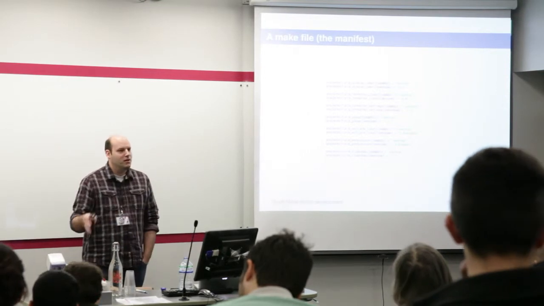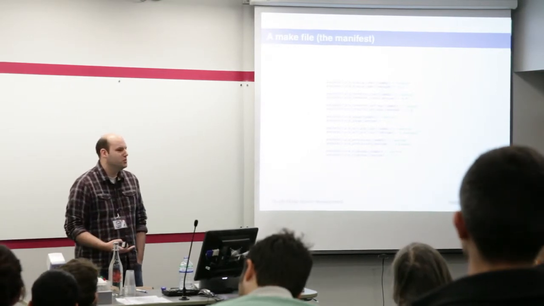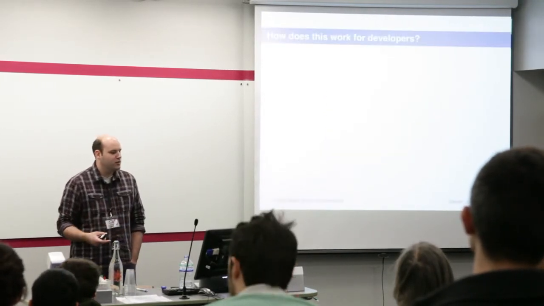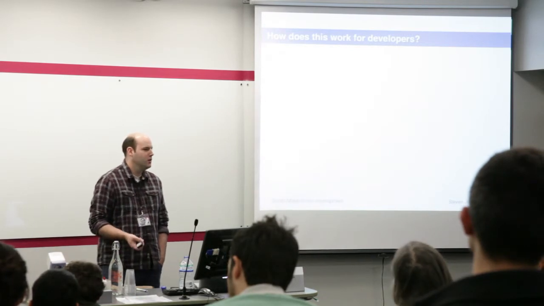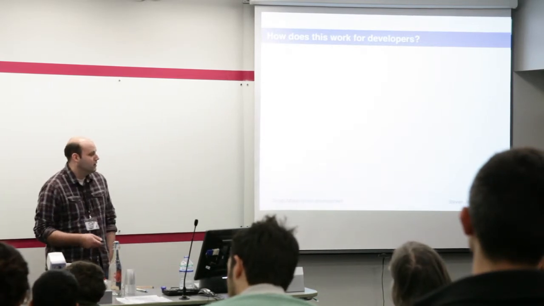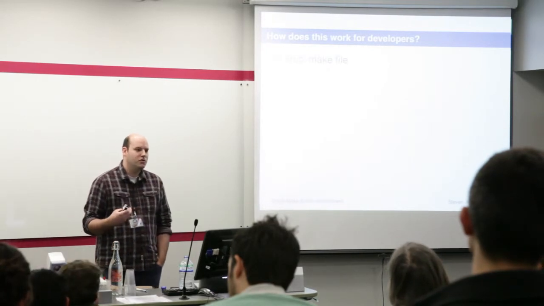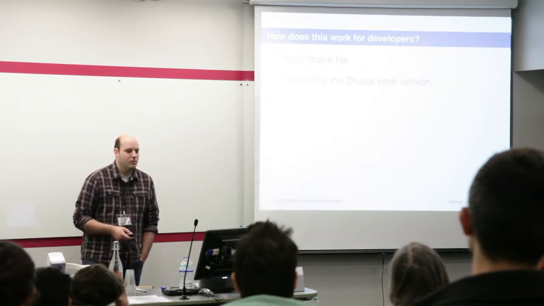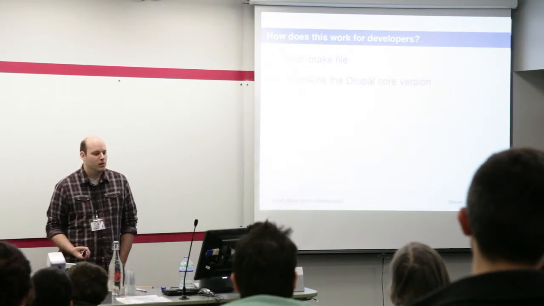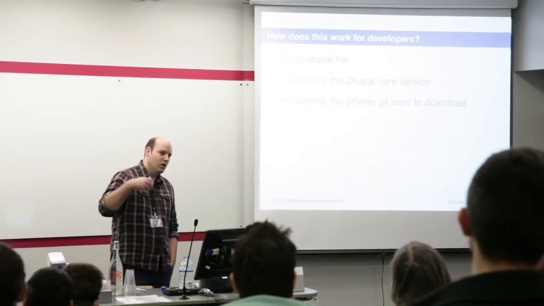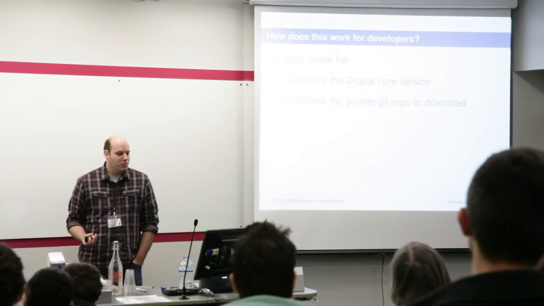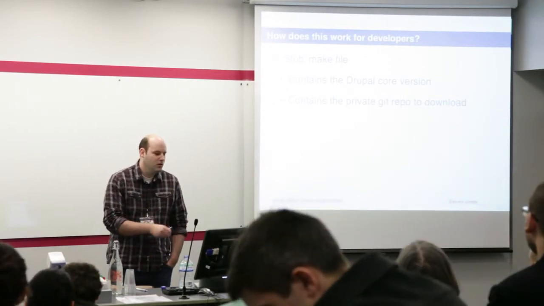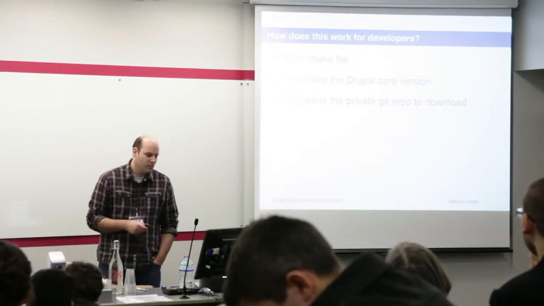And as I say, this is all about assembling code. This isn't going to build your site for you. This is going to build the code for your site. So in practice, how does this actually work? How does using Drush Make work day to day? Well, generally you'd have a stub makefile, and this makefile just has two things. You can specify the Drupal core version you want to use, and then you also specify your private Git repository that has your custom code, your client-specific code as well.